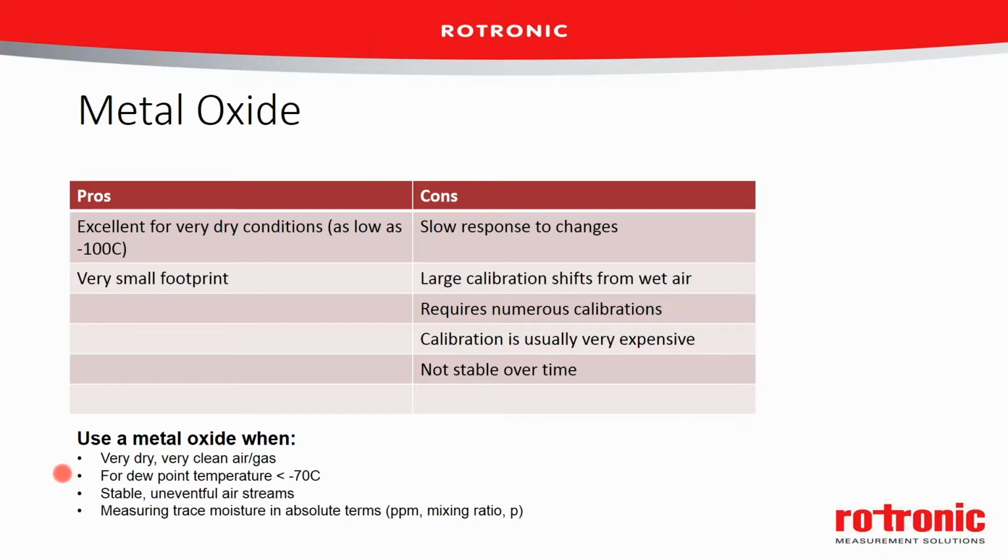If you have a dew point that's steadily less than minus 70 degrees C, it could be a good choice. If you have stable, uneventful airstreams, in other words, you're not going to get condensation or other dirt in that airstream, they can be very good. And if you're measuring trace moisture, you need like a ppm or even in some cases a ppb output, they can be good choices.